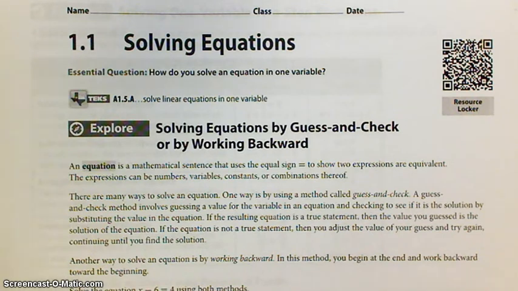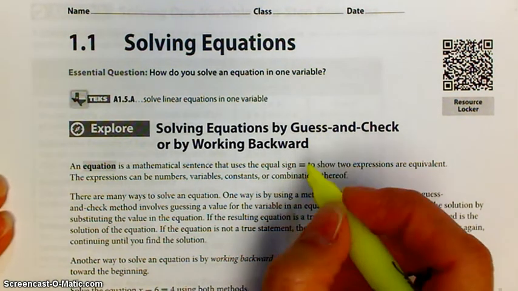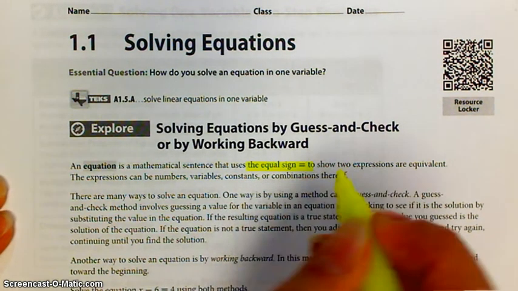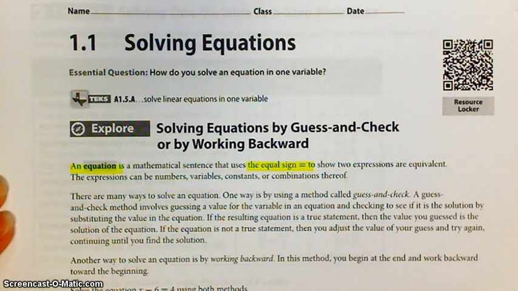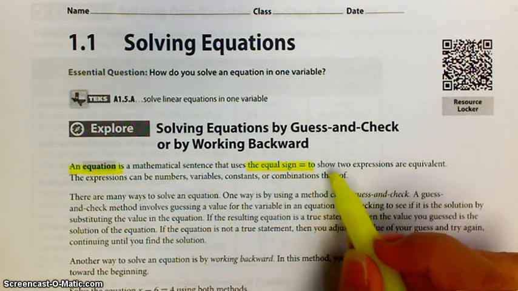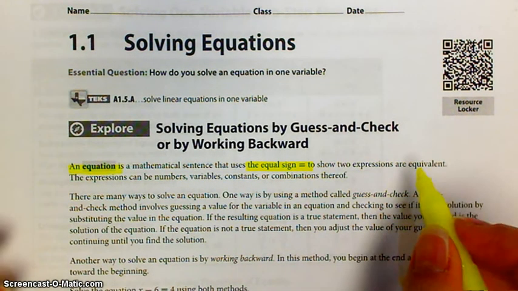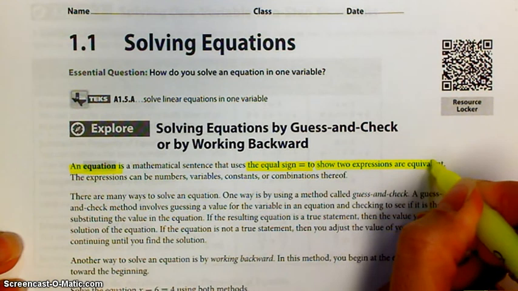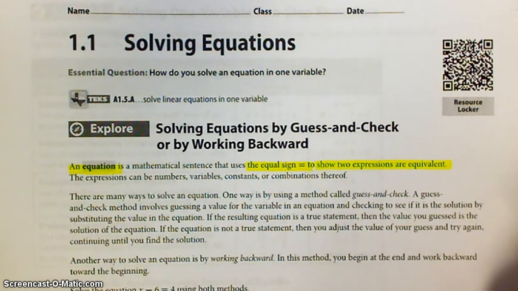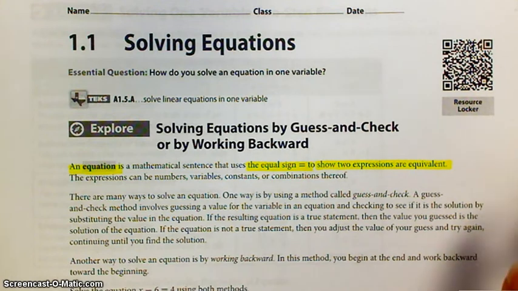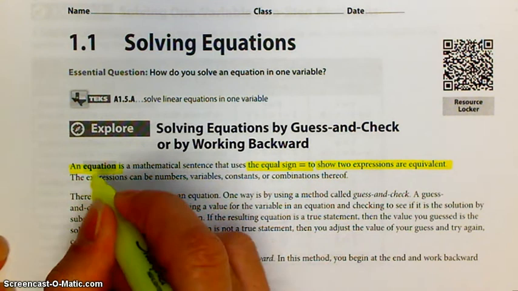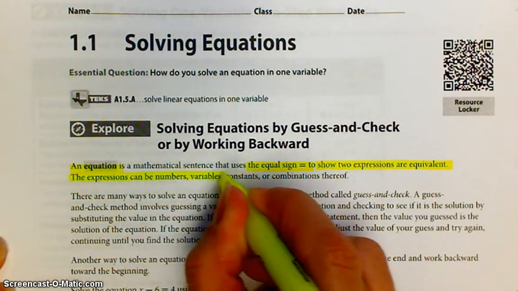All right, so first of all, an equation is a mathematical sentence that uses the equal sign. So if it's got an equal sign, you've got an equation. And the equal sign is used to show expressions are equivalent. Okay? So like 3x plus 6 is an expression, but it's not an equation because you need an equal sign. So the expressions can be numbers, variables, constants, or combinations thereof.